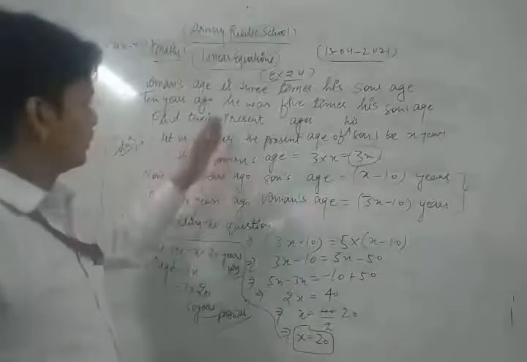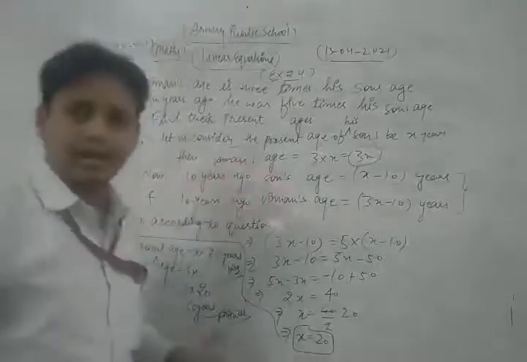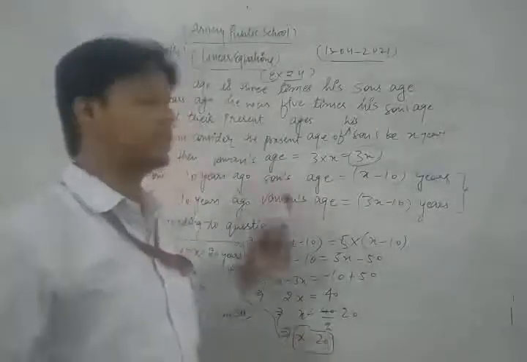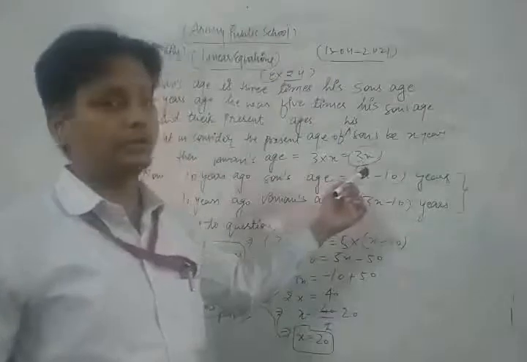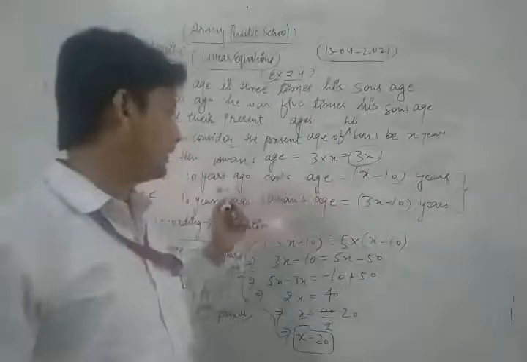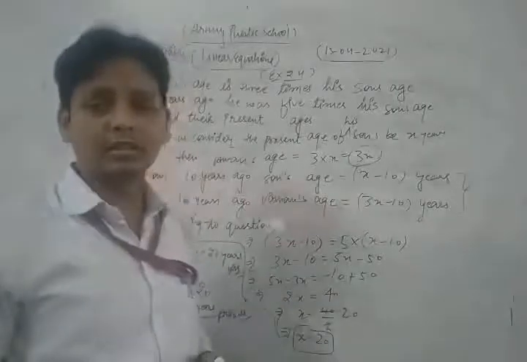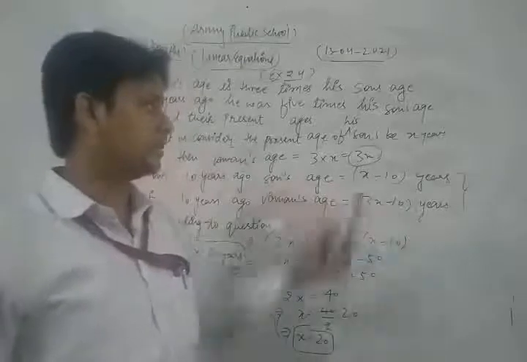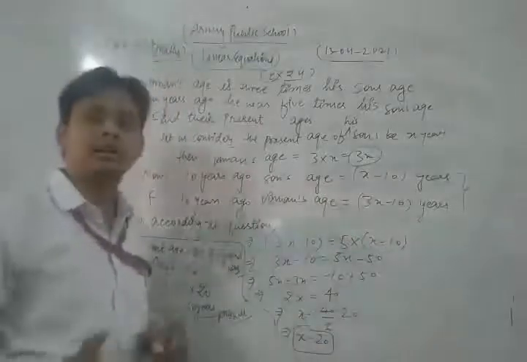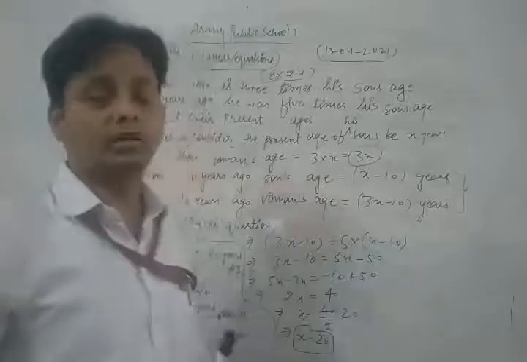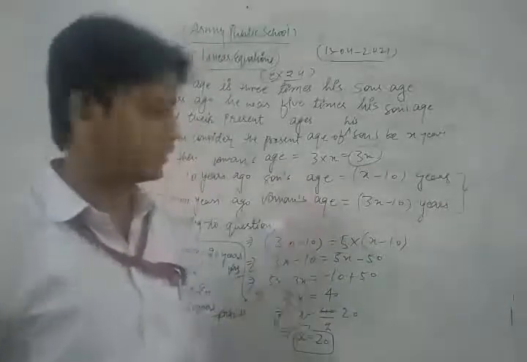In that question, first of all, we take the age of his son to be x years. After that, as according to the statement, the age of his father, Aman's age, is 3 times the son's age, 3 times means 3x. Now, 10 years ago, the son's age was x minus 10 years, and 10 years ago Aman's age, his father's age, was 3x minus 10.